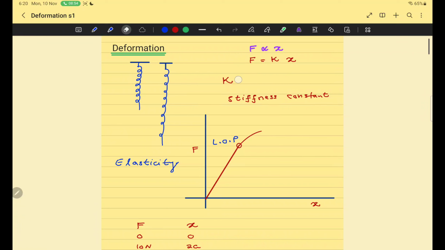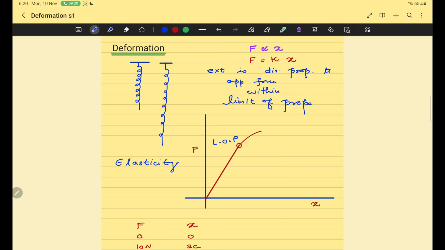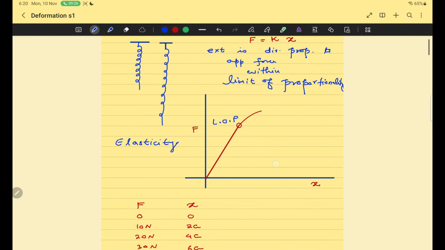So if I ask you what is the statement of Hooke's law, then you can write: extension is directly proportional to the applied force within limit of proportionality. So limit of proportionality is the point up to which the object obeys Hooke's law, and beyond the limit of proportionality, Hooke's law is not valid and it is a curve.